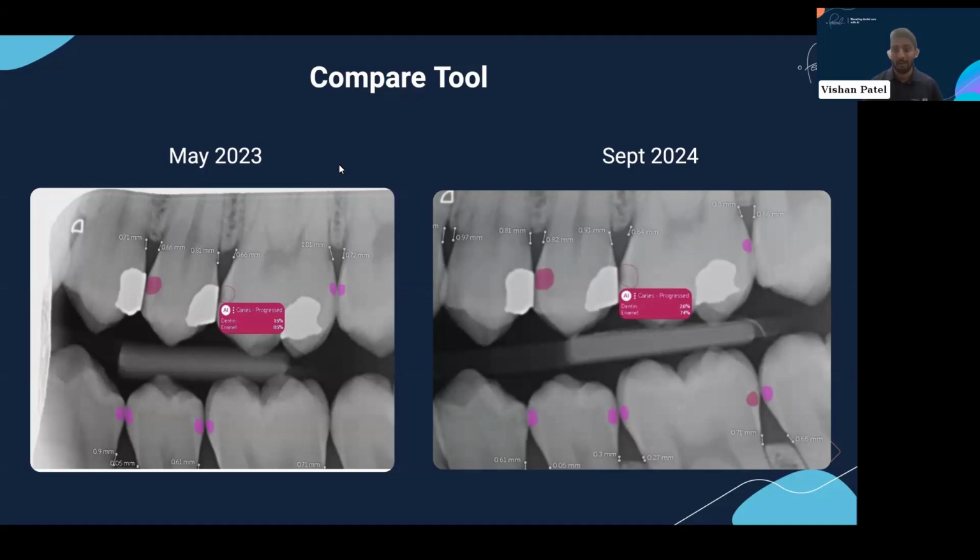Because I've now got Pearl, I can use the compare tool to put two x-rays side by side to show the difference. A patient can then see whether their condition is worsening or, on the flip side, has not progressed. In May 2023, you could see that the decay had got into dentine, around 15%. Then fast forward to September 2024, the patient came back, we took a couple more x-rays and we could see that it had increased to 26%.